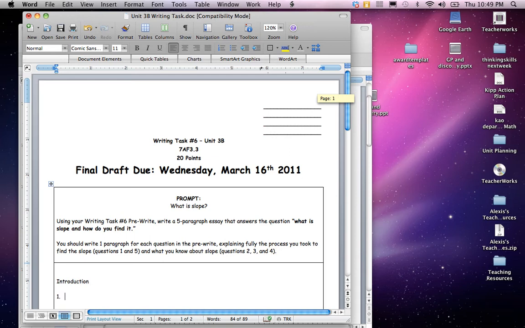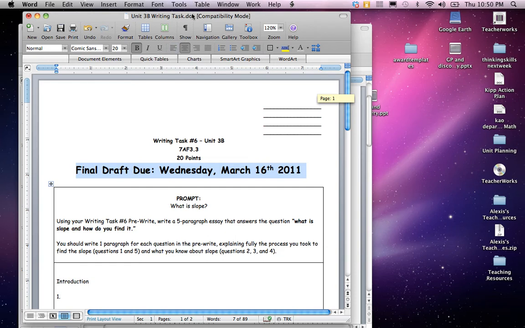Going to explain what you need to do to create a strong final draft of your writing task, which will be due this Wednesday. If you're not going to the trip on Friday, hopefully you have some time to work on this today and maybe even get a chance to finish so that you're done before you leave for the weekend.